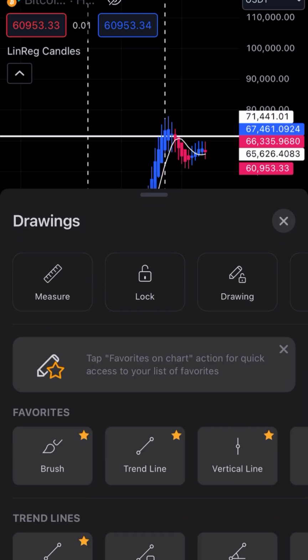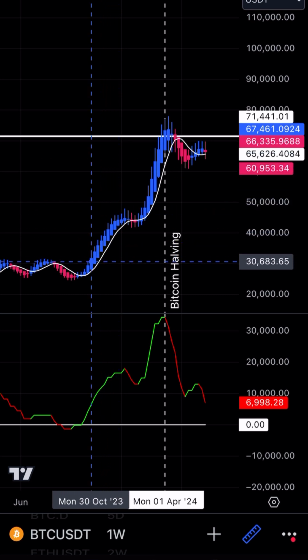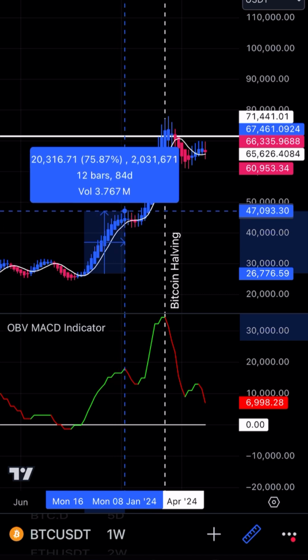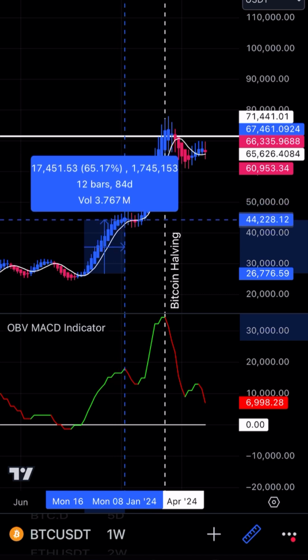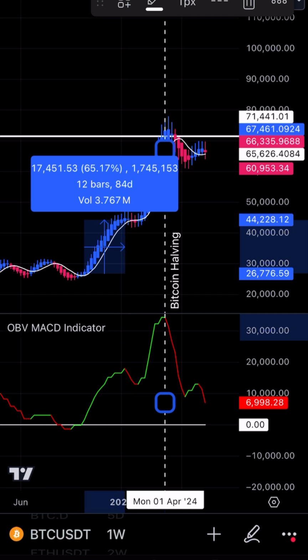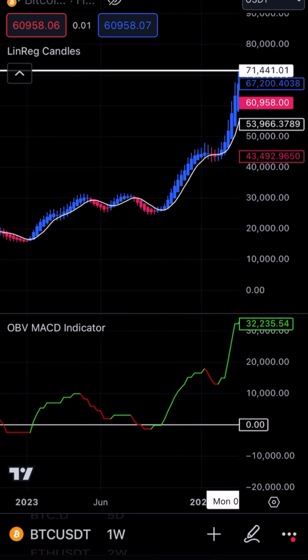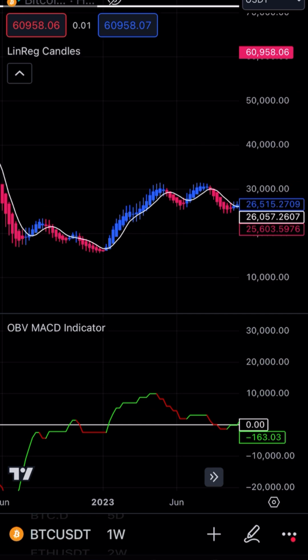We see it crossing up right here. We also see it above the linear line. And right here, you could have ridden the entire thing out to here. You would have made about $17,451 in 84 days just by doing this on the weekly and riding it out.